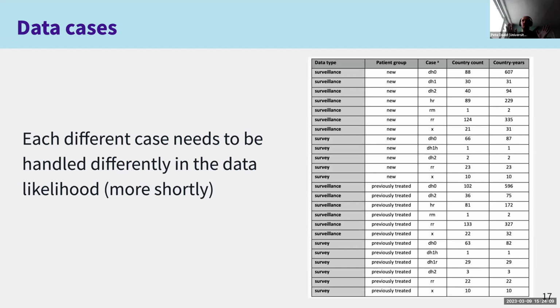the statistical modeling framework for the prevalence of these different types of resistance in different groups. In order to make contact with the data, it needs to make that mapping in a precise way. And actually, it means that you end up having to write by hand quite a lot of different cases.